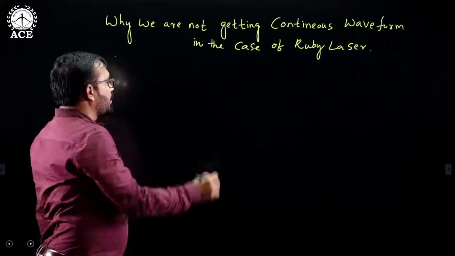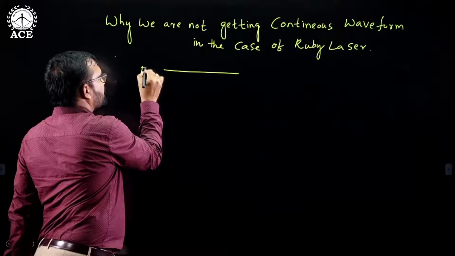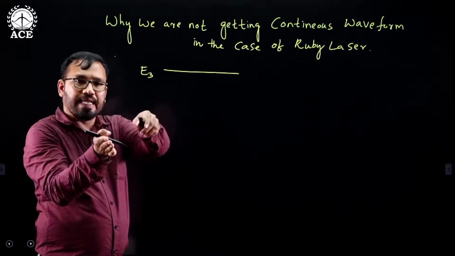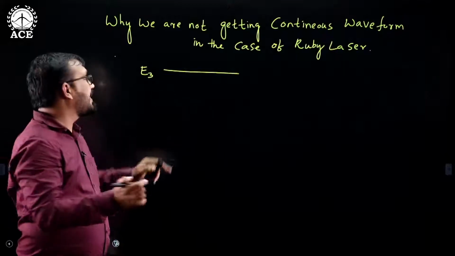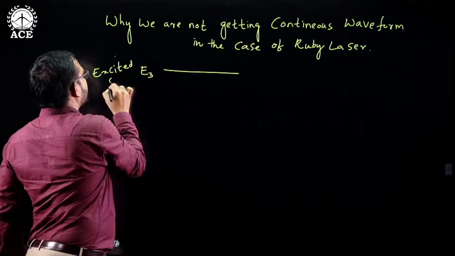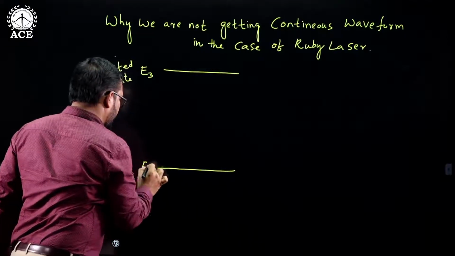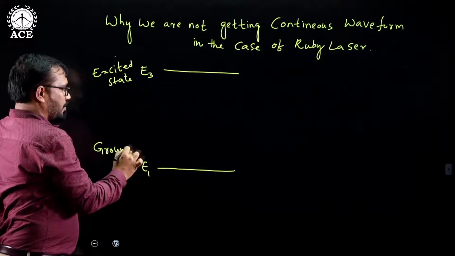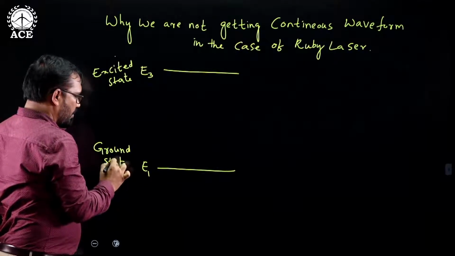See here, very simple. As we know, the ruby laser is a 3-level laser. There is the excited level, E3. So forget about the green color and blue color; both are excited levels only. I said we have the green color absorption band and the blue color band. They are excited states. Next we have the ground state, E1. It is a ground state.